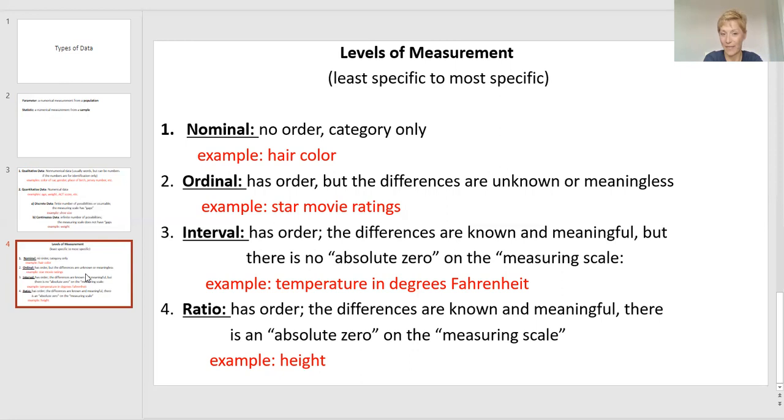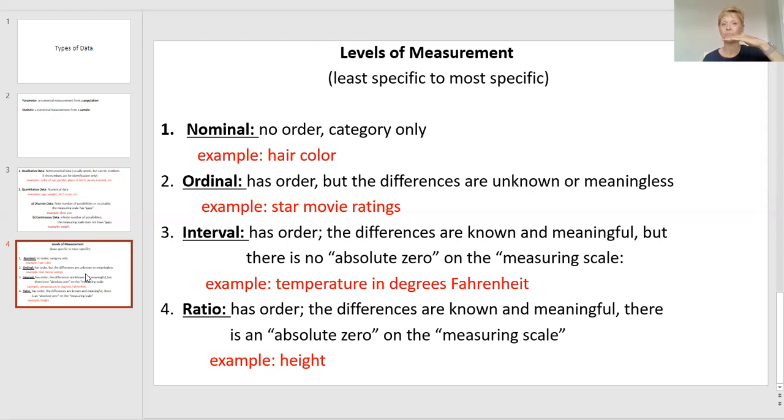Now, what do I mean by that? Let's notice the examples I gave you. Number 3, the example is temperature in degrees Fahrenheit. Suppose I took all the state capitals in the United States, all 50, and I got their high temperature for August the 20th. If I gave you those 50 temperatures, could you put them in order? All right, so they're at least ordinal.